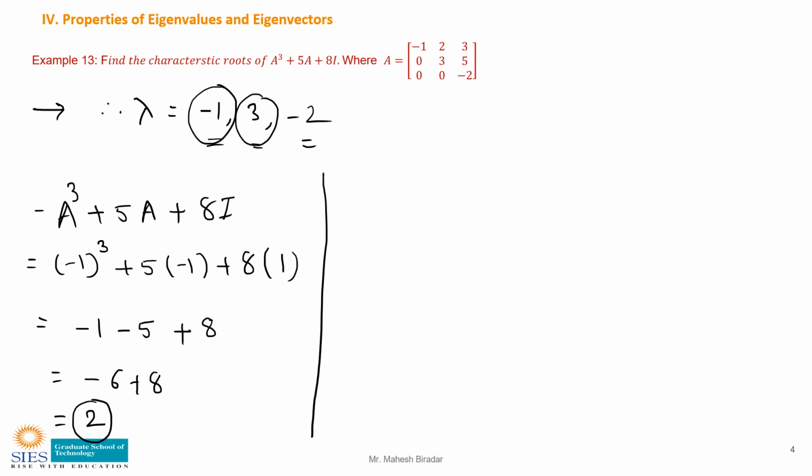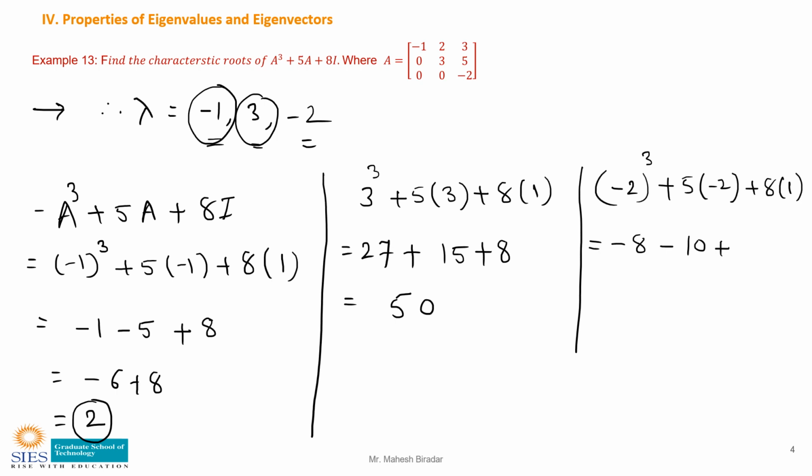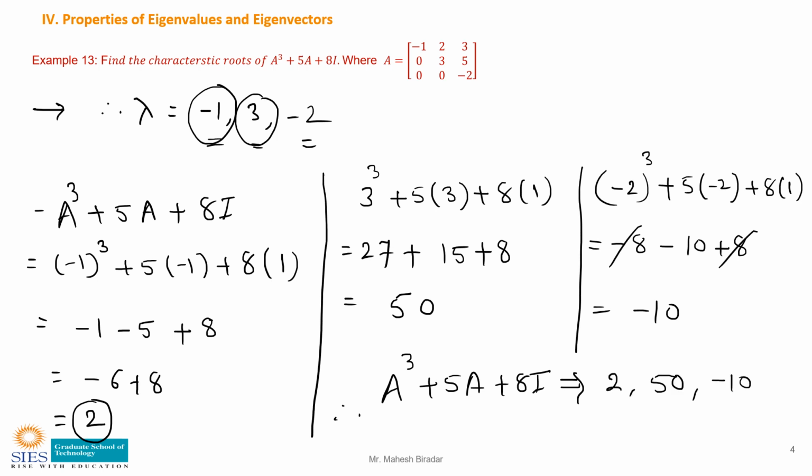Now, corresponding to 3, I'm going to write 3 cube plus 5 into 3 plus 8 into 1. So this is 27 plus 15 plus 8. So this is equal to 50. Now, the third eigenvalue corresponding to minus 2 is minus 2 raised to 3 plus 5 into minus 2 plus 8 into 1. So this is minus 8 minus 10 plus 8. So this is equal to minus 10. So what are the eigenvalues of A cube plus 5A plus 8I? They are first of all 2, then 50 and minus 10. So these are eigenvalues of the given polynomial.